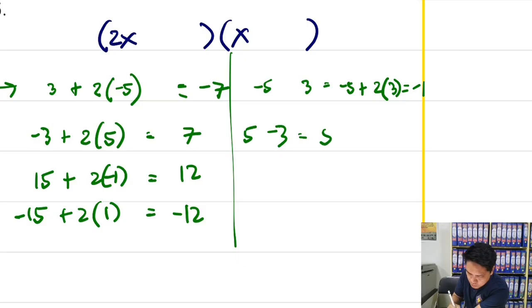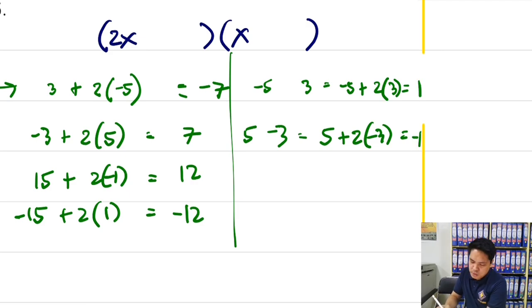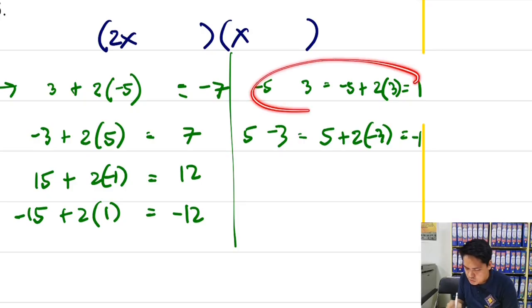That would be 5 plus 2 times negative 3, which is... sorry. This should be... oh, tapos na pala. Ito na yun. This is positive 1, positive 1, ito negative 1. So meaning, ito na yung combination natin.